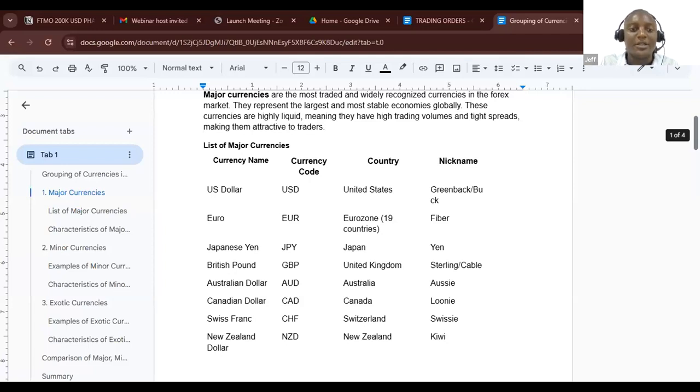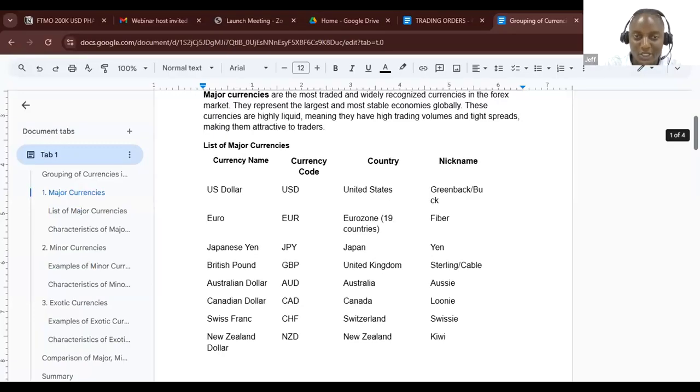Then the next currency is the British pound, so that is GBP. The currency code is GBP, and the country is the United Kingdom, also known as the UK. The nickname is the sterling or cable. Okay. Then you have the Australian dollar. The currency code is AUD. The country is Australia, and the nickname is the Aussie. The Aussie comes from Australian dollar, so that's why it's called Aussie.